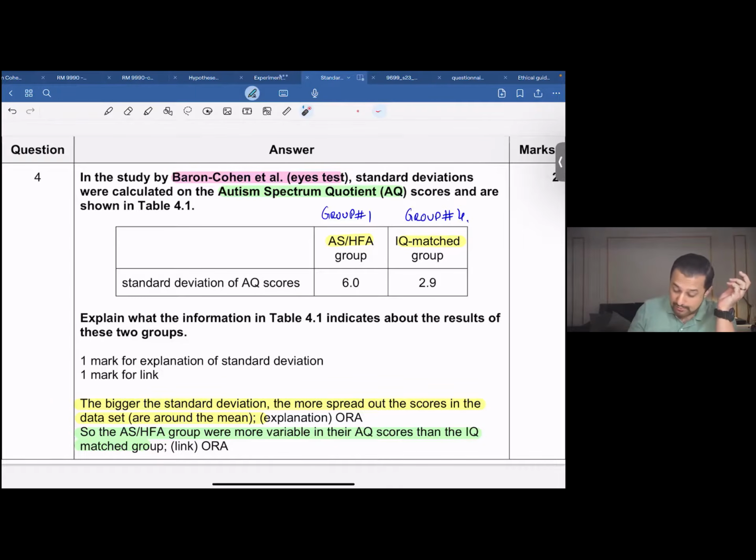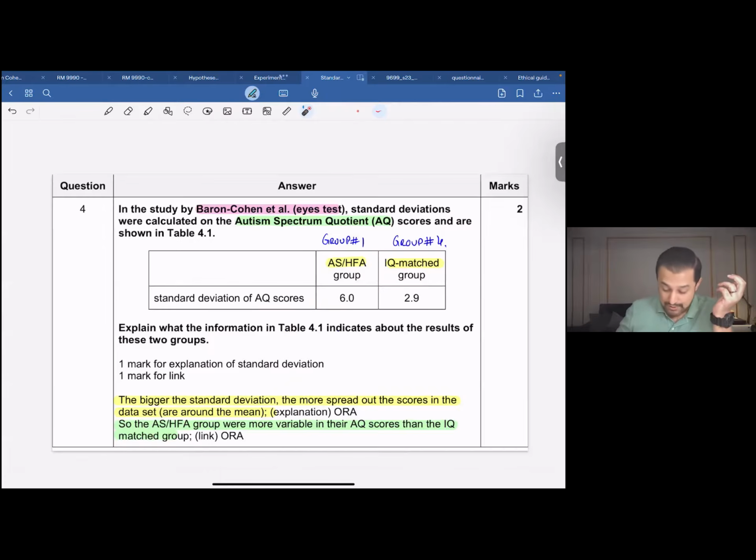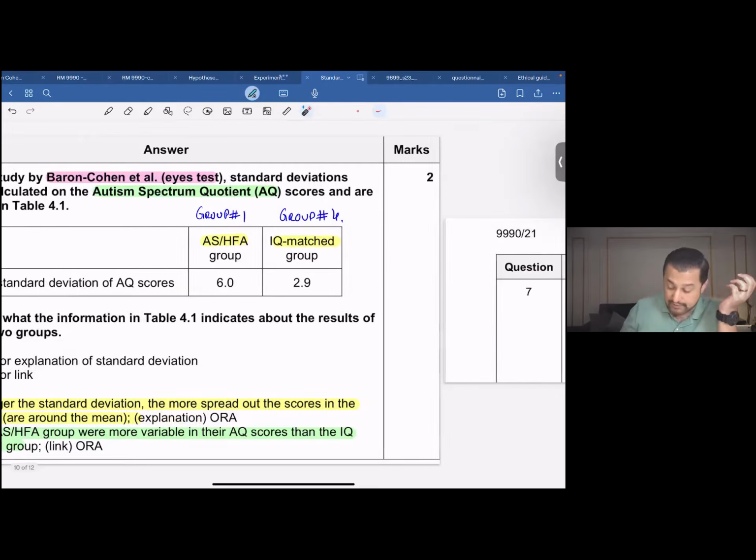Explain what the information in table 4.1 indicates about the results of these findings. The bigger the standard deviation, the more spread out the scores in the data set would be around the mean. So the ASHFA, that is the autistic group, were more variable in their AQ scores than the IQ match group. It is this simple.